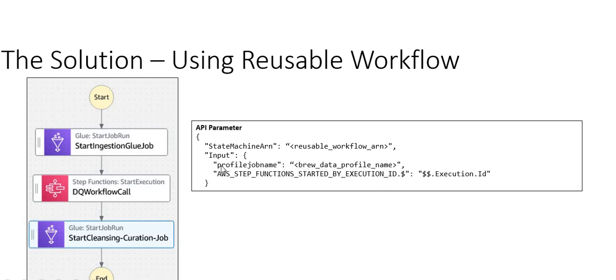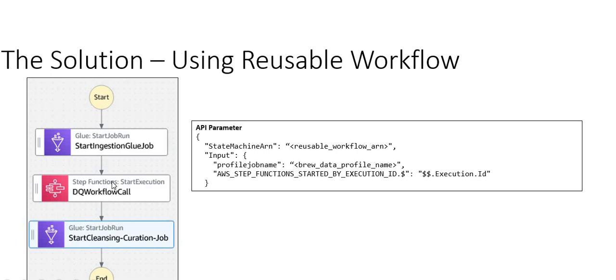So each of the ETL pipelines using this particular workflow for data quality checks has to change this profile job name depending on which data set they are dealing with. That's what you have to pass, and that's how this workflow knows which profile job to run to check the data quality, and that's how it becomes reusable. Okay, so keep this in mind.